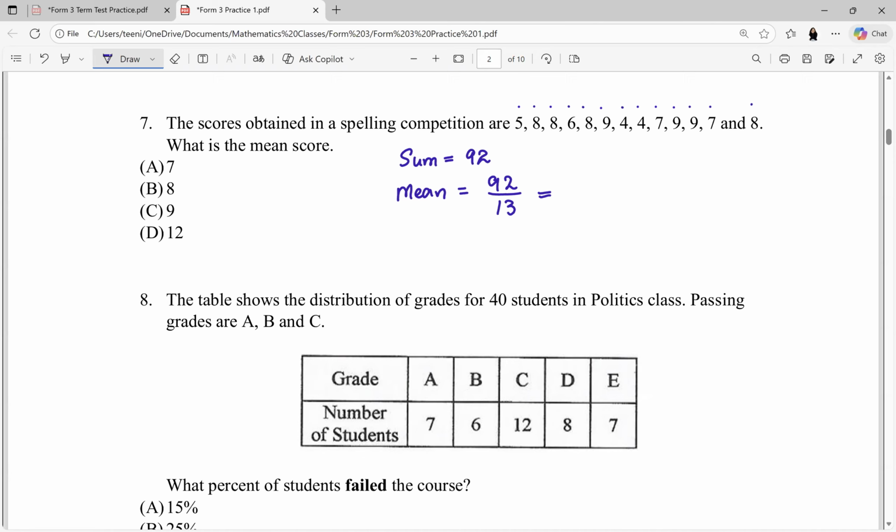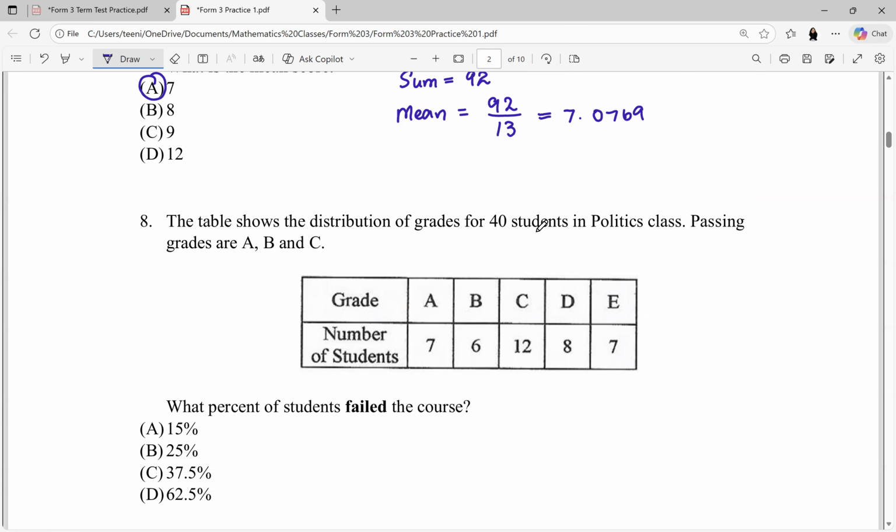7.07 or 7.1 because it's 7.0769. So I guess if you round it off to the nearest whole number, because all of these are whole numbers, it'll just be 7. It has to be A, right? Even though they didn't say to round it off, that's the only thing that makes sense because the answer is approximately 7.